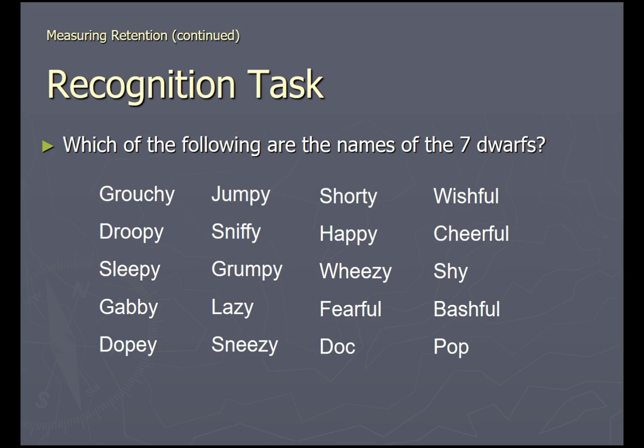So I can change this task with Snow White and the Seven Dwarfs to a recognition task. And when I do this in class, most students can complete their list of 7 dwarfs once they have the chance to see a bunch of names. They generally will recognize the ones that they couldn't recall. So the idea here is that recognition is a lot easier than recall.